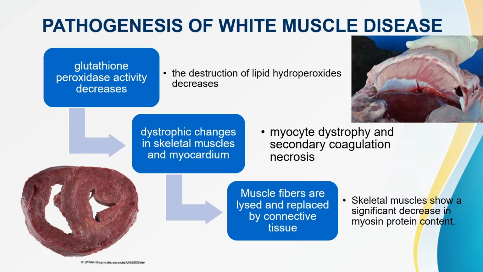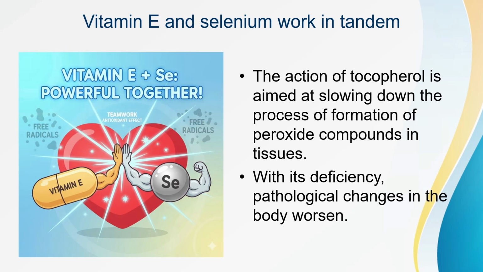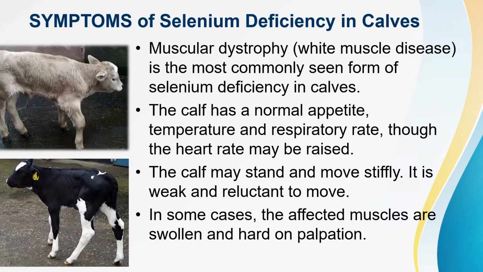Vitamin E and selenium work in tandem. The action of tocopherol is aimed at slowing down the formation of peroxide compounds in tissues. Therefore, with its deficiency, pathological changes in the body worsen. Muscular dystrophy, white muscle disease, is the most commonly seen form of selenium deficiency in calves. The signs of white muscle disease include: the calf is fully conscious and has a normal appetite, temperature, and respiratory rate, though the heart rate may be raised.